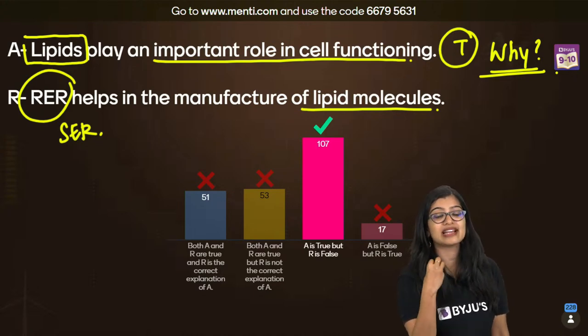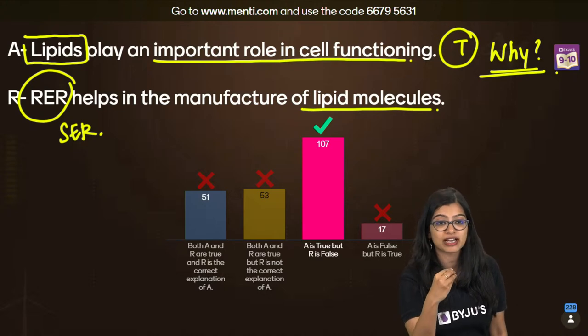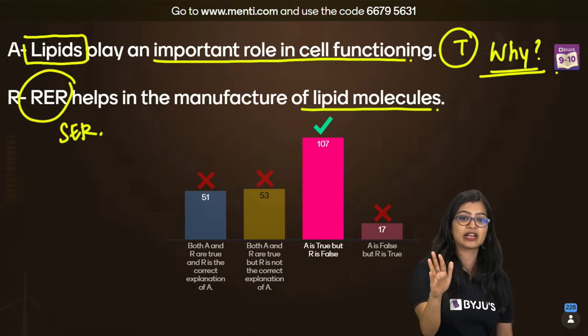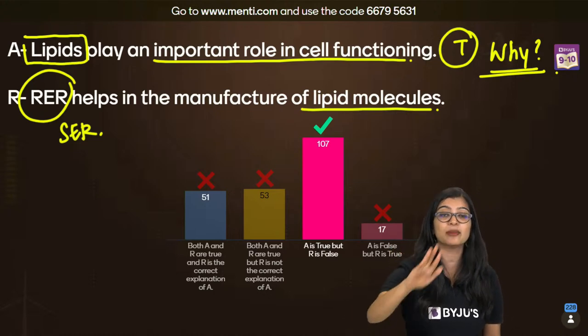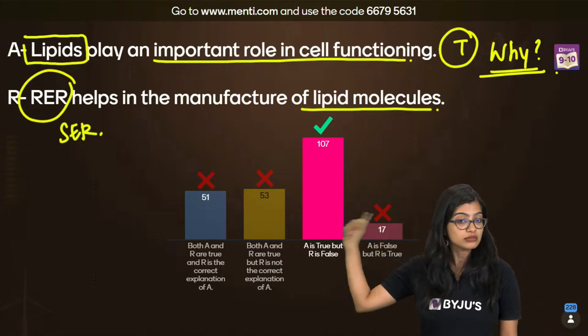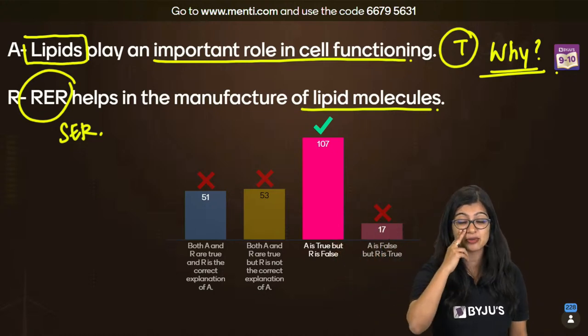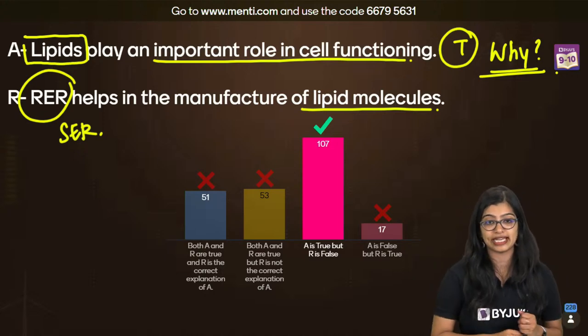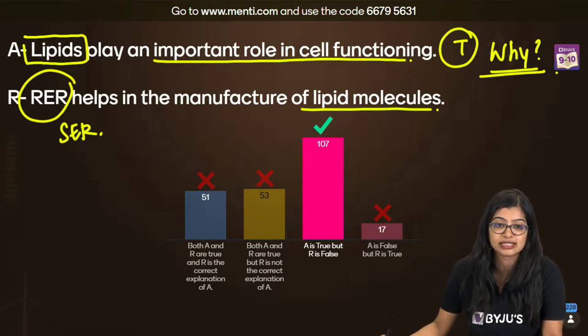What is SER? SER is smooth endoplasmic reticulum. So are we all clear? What is smooth endoplasmic reticulum? Necessary for the production of lipids. What is the function of RER, that is rough endoplasmic reticulum? Mainly it is for the production of proteins. So that is something that happens.